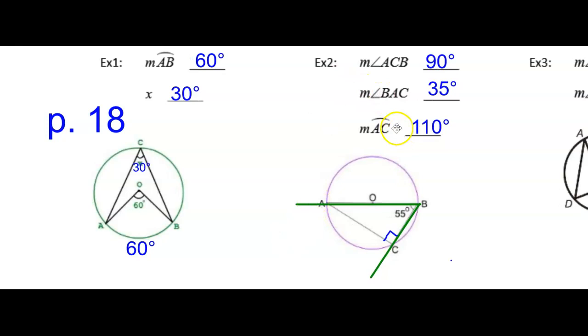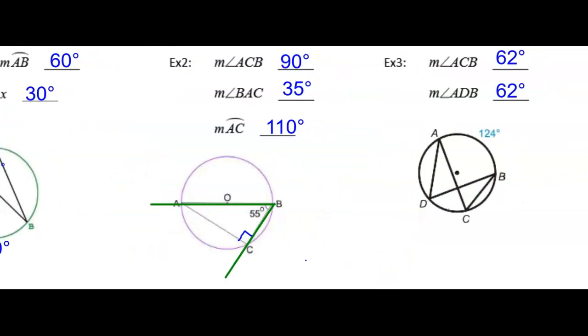All right, so example 2, to finish this up, angle BAC, if we subtract from 180, since it made a triangle, 90 and 55, we would be left with 35 degrees. Measure of arc AC is twice as big as the inscribed angle, 55. So we just need to take it times 2 to get 110.